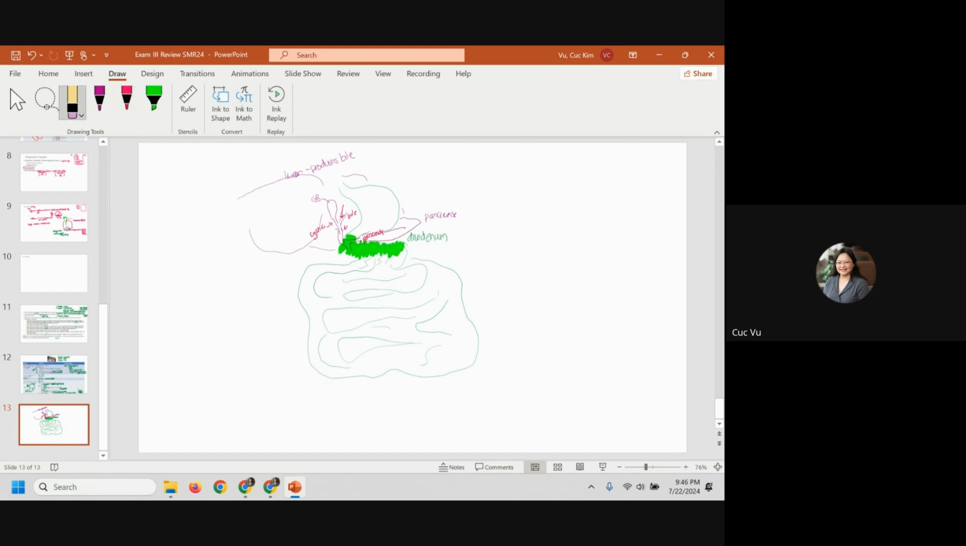Does anyone know what it's called? What's the term for liver? Hepatic. Hepatic duct. And then this one where they join together, that's the common bile duct. So the bile that's produced by the liver moves through the hepatic duct, up the cystic duct into the gallbladder.